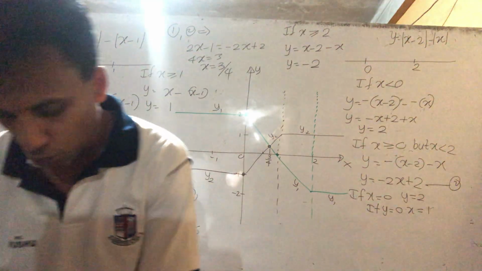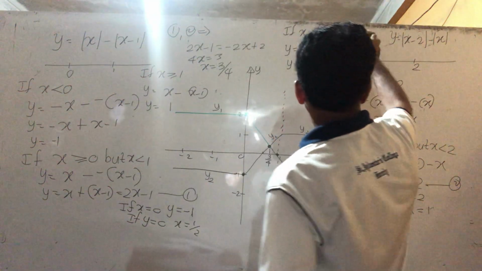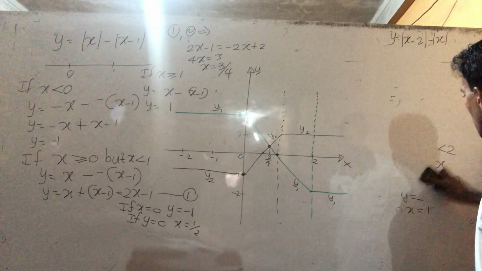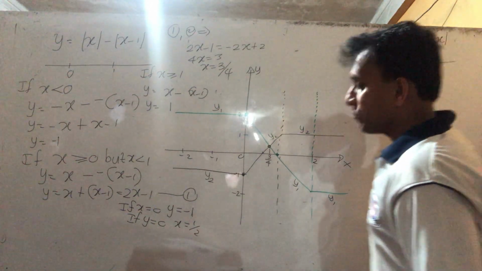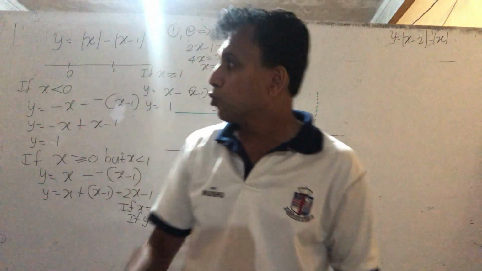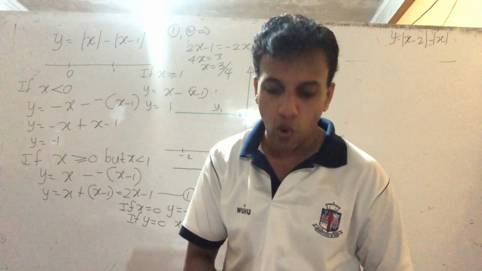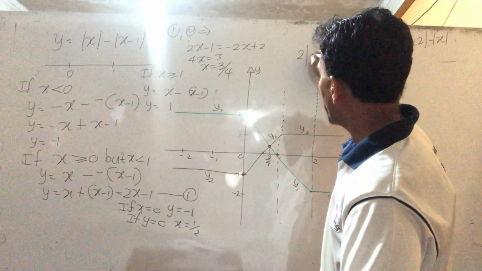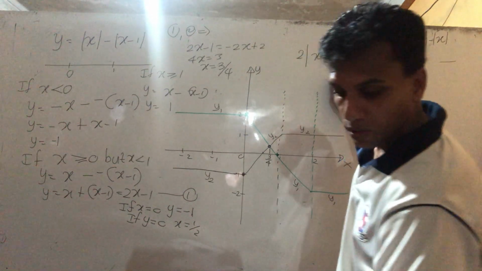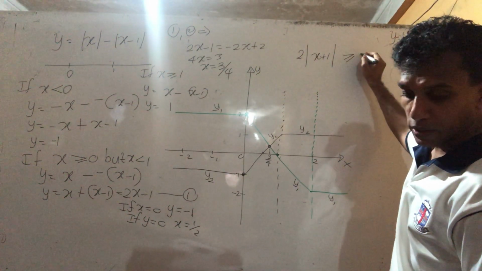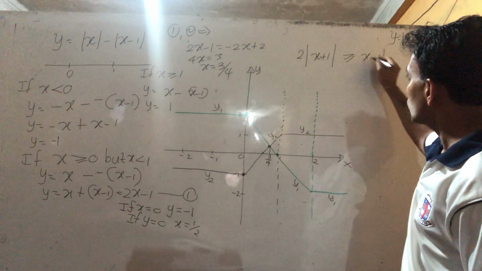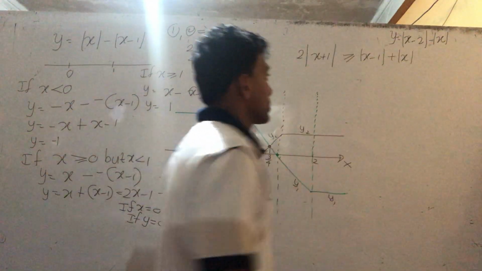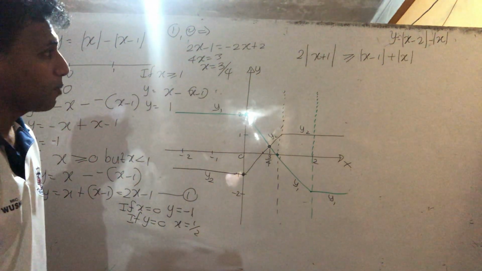What is the question now? The problem is, first they asked to draw a modulus graph. Using that equation, they will give an inequality. See what the question is: 2 mod x plus 1 is greater than or equal to mod x minus 1 plus mod x. This is the inequality we have to solve, right? We have to solve this part.